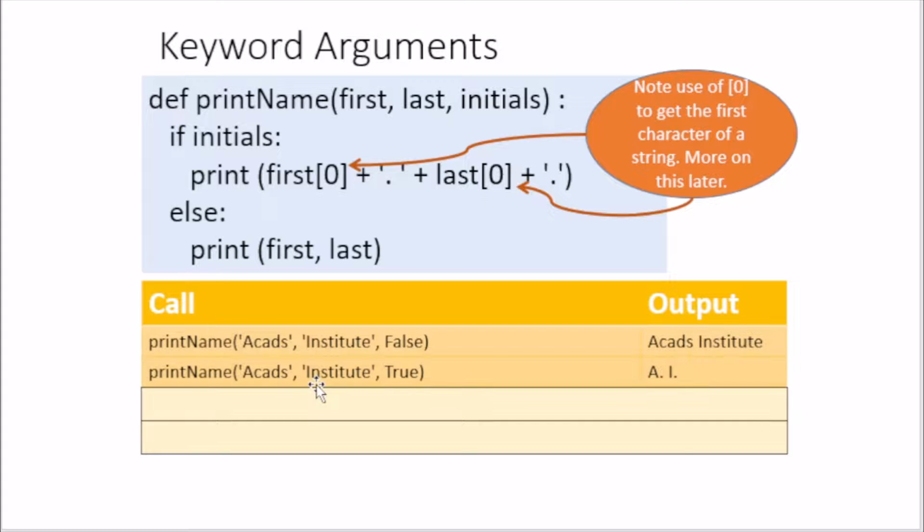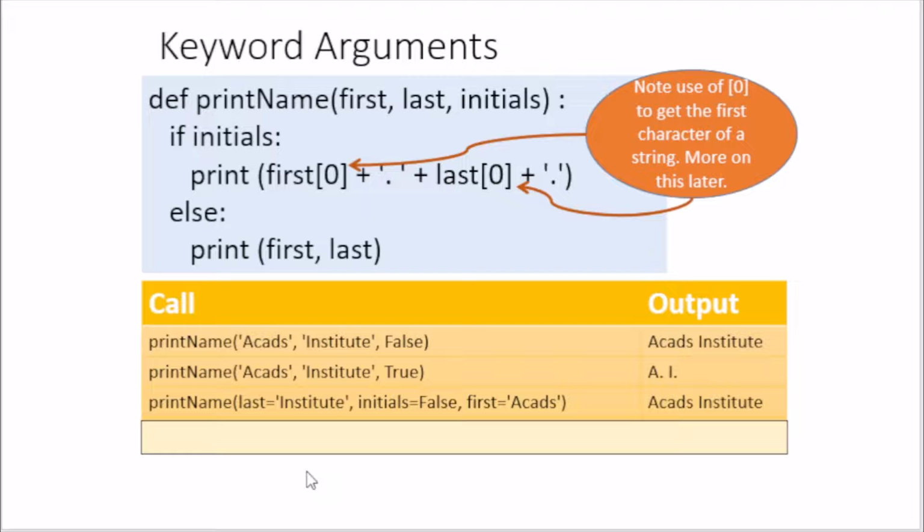Second time, suppose I am passing the argument ACADS and institute as first and last as it is, but initial we are passing as true. So when you pass initial as true, it is again going to check if initial is true. So what we are doing, we are extracting the first character from first as well as last argument. That is A and I. That's why we have got the output as A, I.